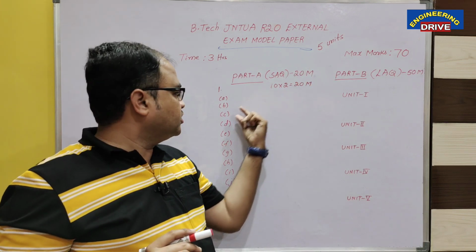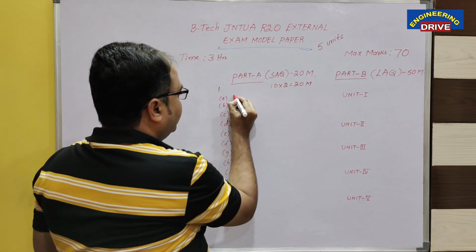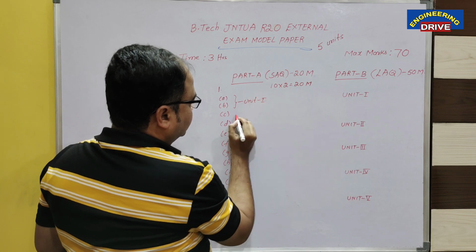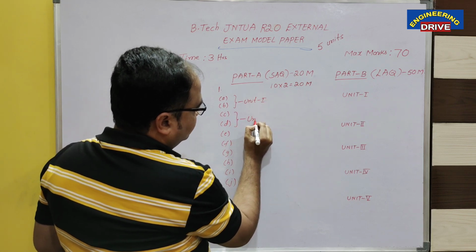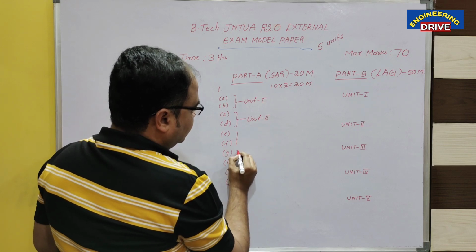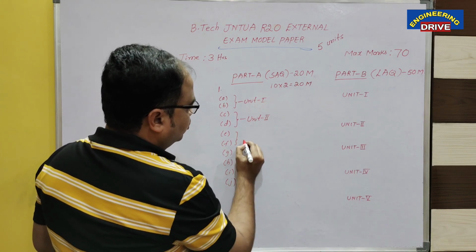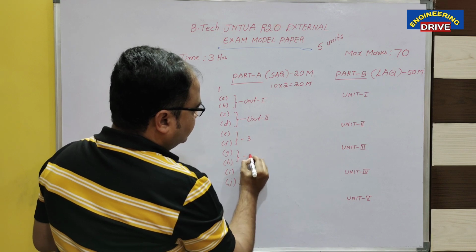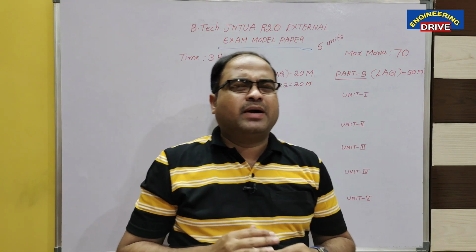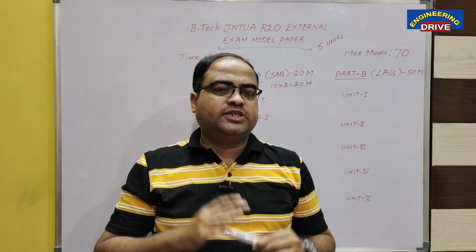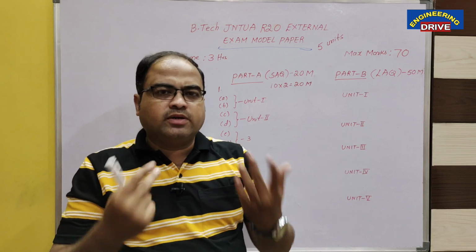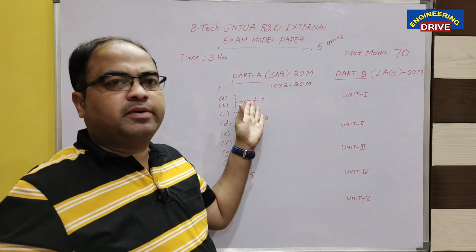Unit 1, 2 questions. Unit 2, 2 questions. Unit 3, 2 questions. Unit 4, 2 questions. Unit 5, 2 questions. So the third, fourth and fifth units are like this. But there are some cases where JNTUA may not give the questions in this order. There is a chance that you may get 3 questions from unit 1.